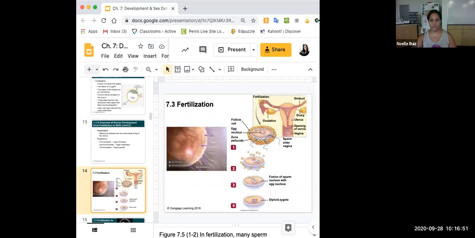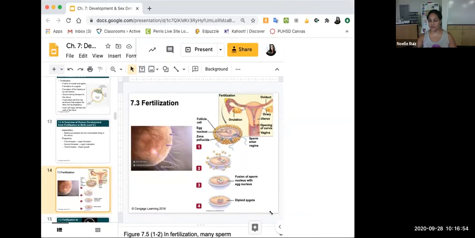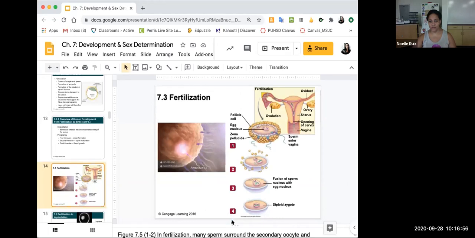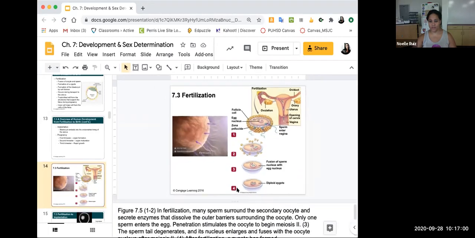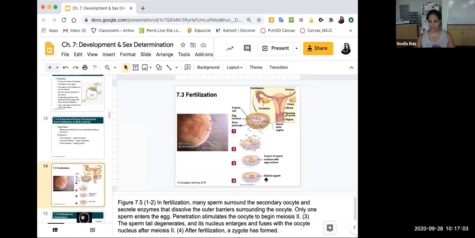Yep. So if you guys aren't full screen on yours, on the bottom, the next few slides, there's going to be a lot of information on the bottom. So this is a figure in your book. Fertilization, sperms surround the secondary oocyte, secrete enzymes that dissolve the outer barriers surrounding the oocyte. Only one sperm enters the egg. And at the moment that sperm enters the egg, it actually produces a chemical reaction that'll repel the rest of the sperm to say, I'm already taken. Everybody else get away from me.